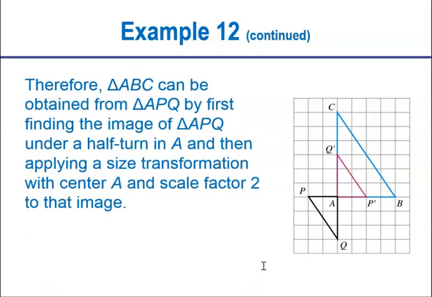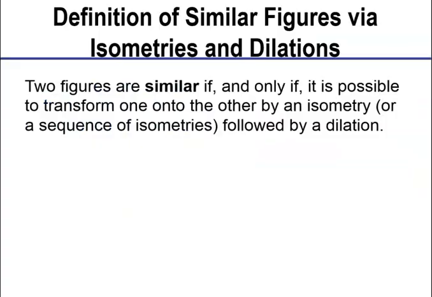It says, therefore, triangle ABC can be attained from triangle APQ by first finding the image of triangle APQ under a half turn. Remember, we did a half turn in A, and then applying a size transformation with center A and scale factor 2 to the image. Just restating everything that we did. Okay, two figures are similar.